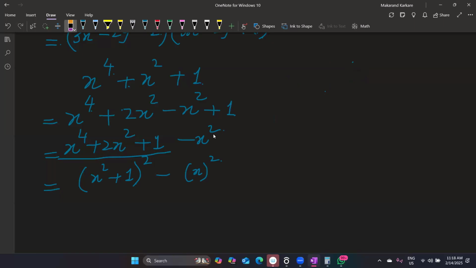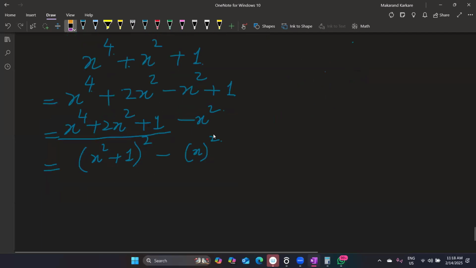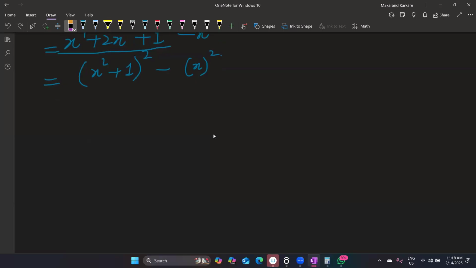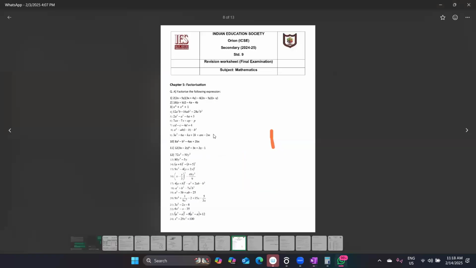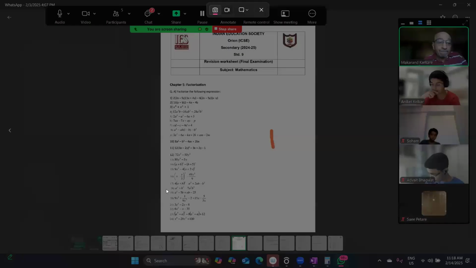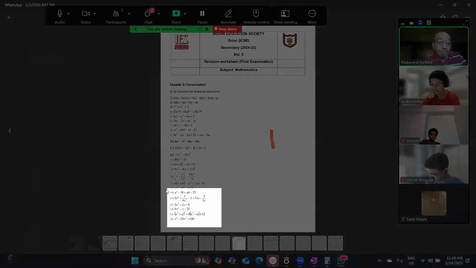Sir, I have two more doubts. Okay, go ahead. Factorization only. 19th and yes, sir, 19th and 23rd. Wait a minute. Actually, not 23rd, sir. 23rd I got the answer. Not 23rd. 19th. Yes, 19th.